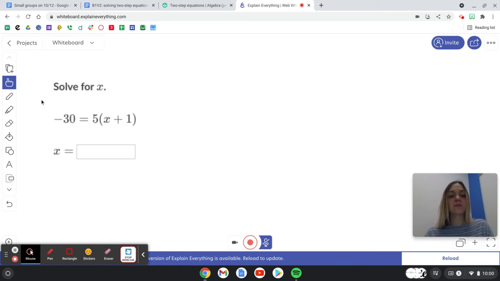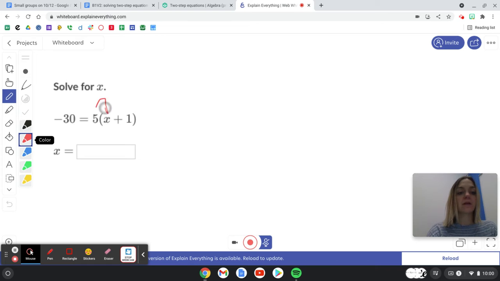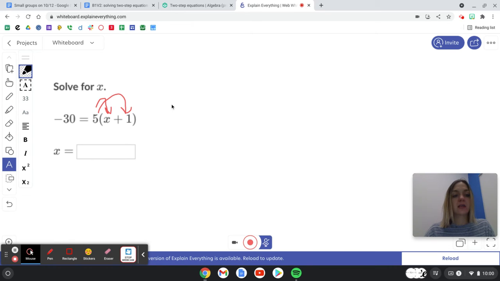Negative 30 equals 5, parentheses, x plus 1, close parentheses. So I know the very first thing I have to do is use the distributive property to get rid of these parentheses because I can't do anything with the parentheses. So I'm going to go ahead and type it out over here. I've got negative 30 equals 5x plus 5. Okay, so we are good with that.